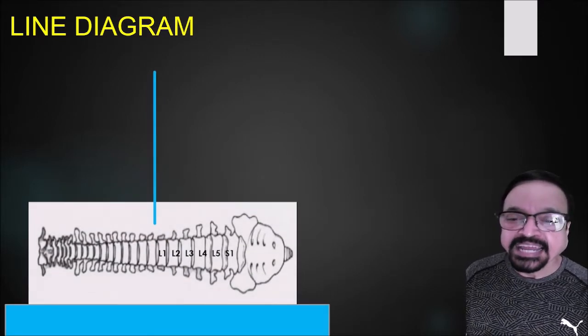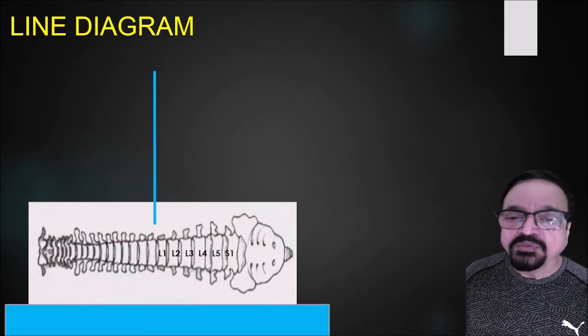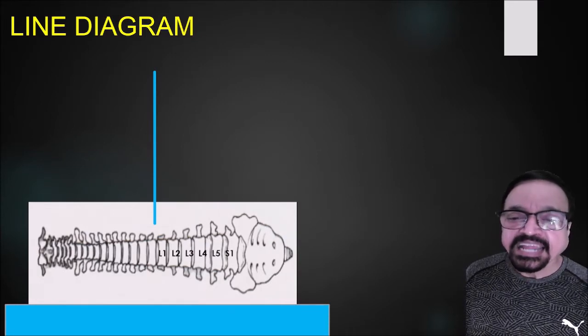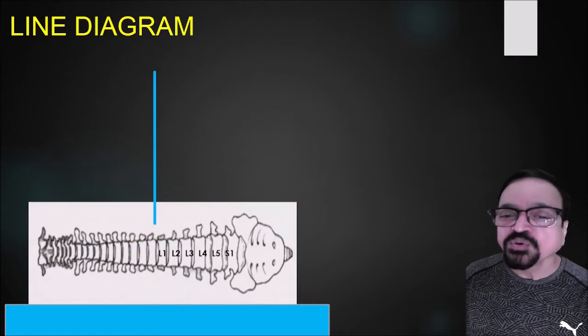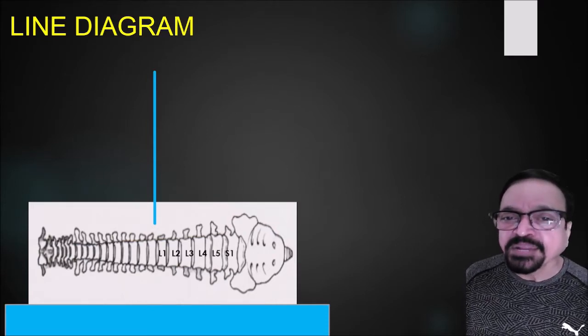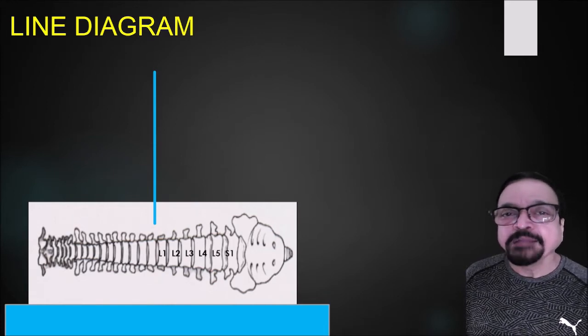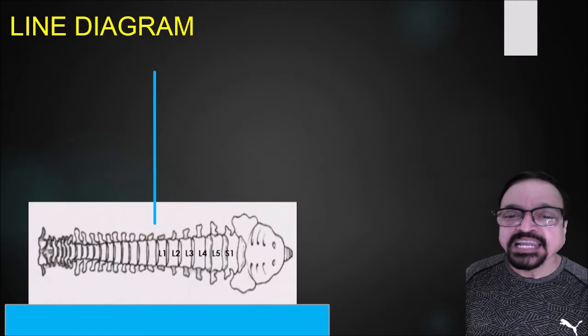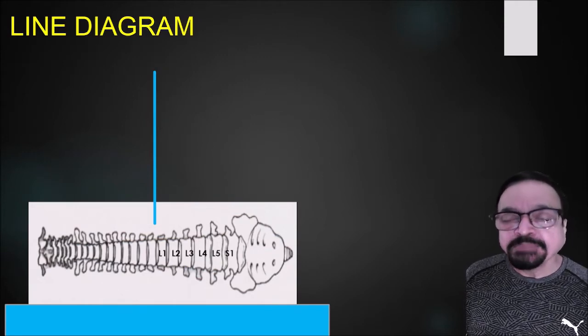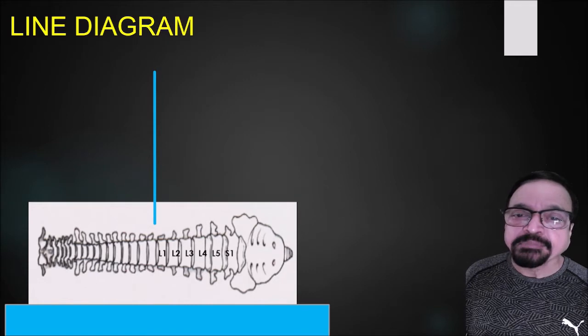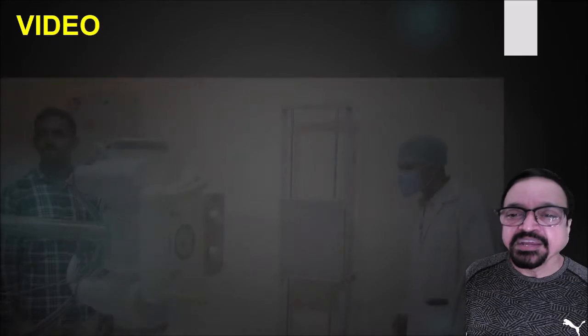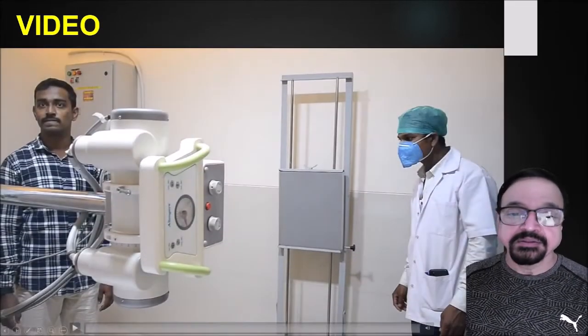Now this is a line diagram. Here you take the center at L1 to L5. Here it is shown as T12, where the vertebrae start, indicating that the central ray can be from L1 to L5, S1 or beyond that if you are suspecting any sacral or sacrococcygeal pathology. So depending on the patient's clinical indication, depending on what is asked, you change your central point. Now let's see a video of how the radiographs are obtained.